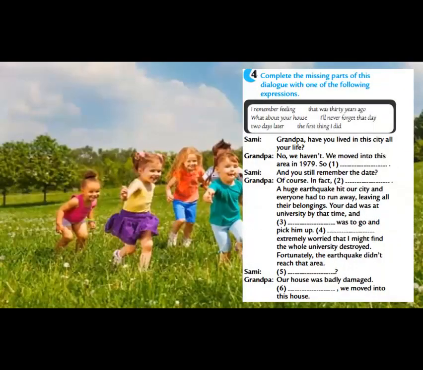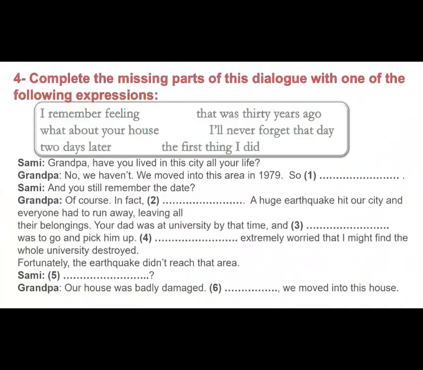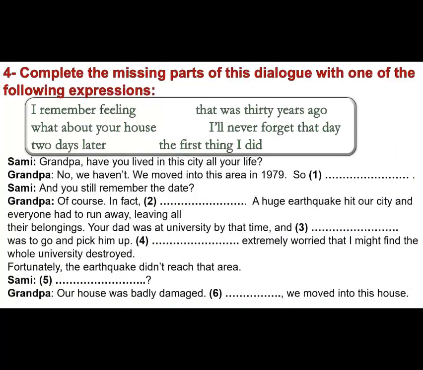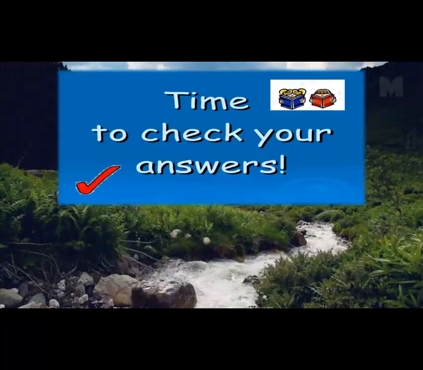Now, let's go to exercise number 4. Complete the missing parts of this dialogue with one of the following expressions. We have some expressions like I remember feeling, that was 30 years old, what about your house, I'll never forget that day, 2 days later, the first thing I did. So now let's check the answers.